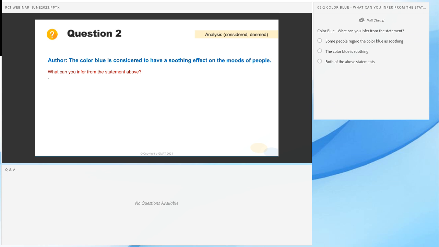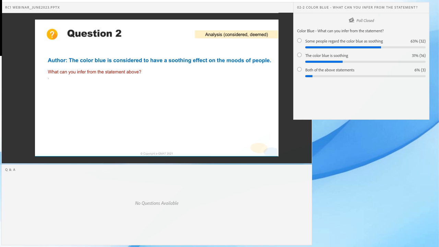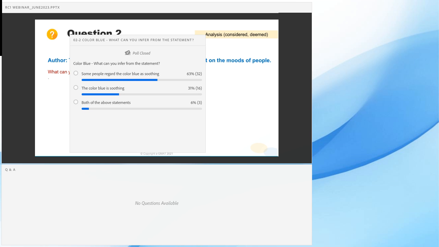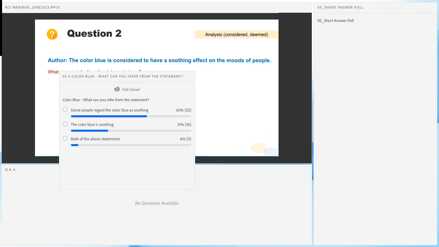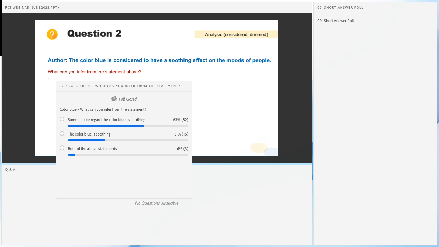I really like that. So 63% of you say some people regard the color blue as soothing. Another 31% say the color blue is soothing, and another 6% say this. Why did you choose "some people regard the color blue as soothing"? Why not "the color blue is soothing"? For those of you who chose option 1: yes, it's considered. The author is saying, I may not consider it, but there are definitely some people who consider the color blue as soothing.